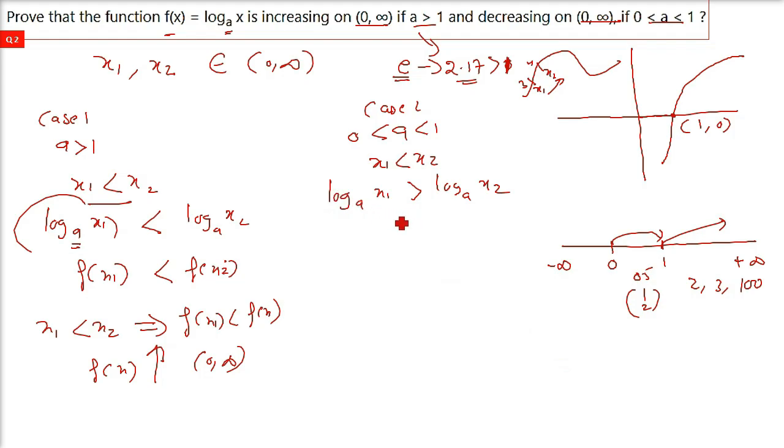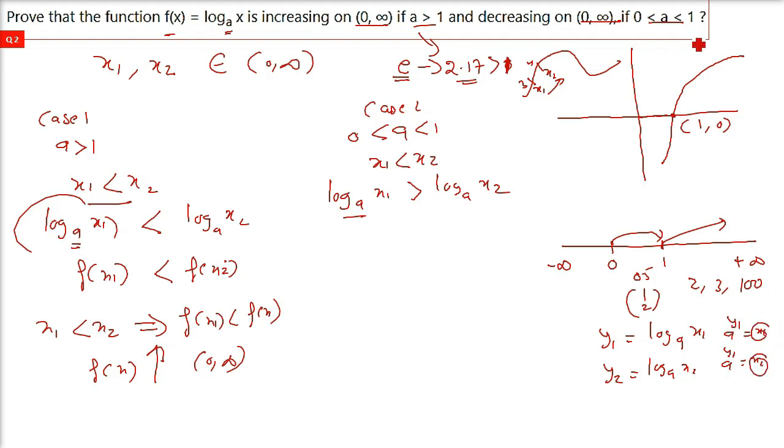A is between 0 and 1, just take a random value, which is half. We are calling this log x1, call it y1, say. That means a raised to y1 is equal to x1. This you already know. Let us call log x2, that is base a, as y2. That only means a raised to y2 is equal to x2. So x1 is less than x2.